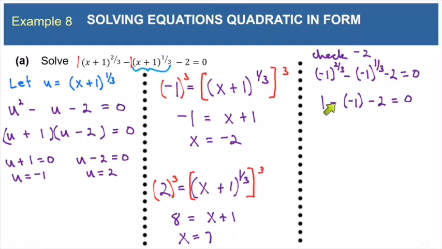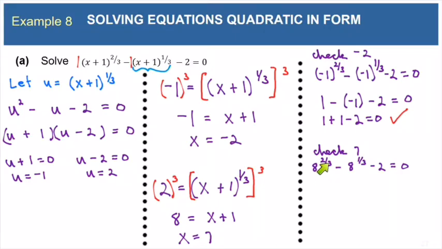Now here we have minus negative 1, so of course that's plus 1. So we have 1 plus 1 minus 2 equals 0. And of course 1 plus 1 is 2, and 2 minus 2 is 0, so that checks. And now let's check the 7. So 7 plus 1 is going to be 8. So I'm going to have 8 to the 2/3 minus 8 to the 1/3 minus 2 equals 0.